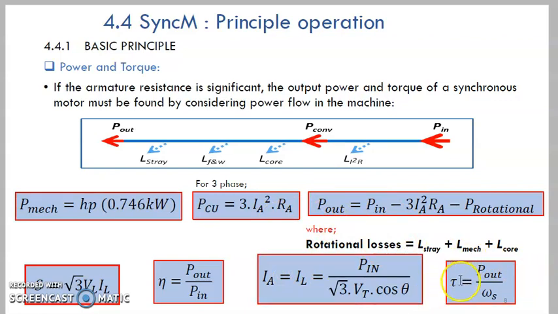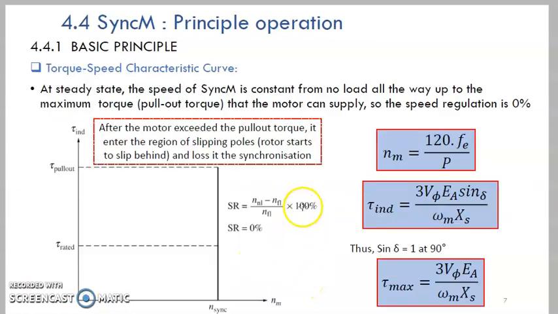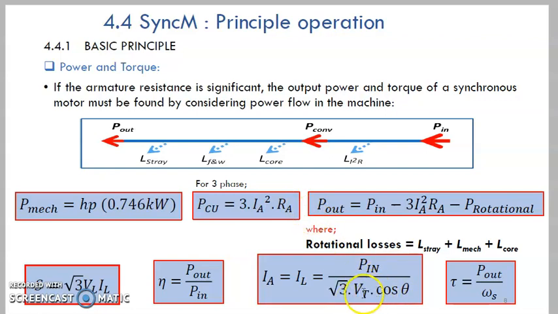So the output torque T out is P out divided by the synchronous speed. The mechanical speed and synchronous speed are the same, so omega s. In terms of your load current, armature current and load current are the same: P in divided by 3 V terminal cos theta. And this is your load angle, the angle between your current and your voltage.